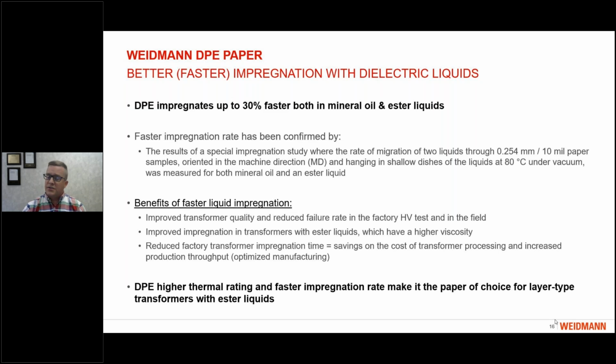So again, this is another opportunity to improve productivity and quality in the factory, and in particular for transformers like this that use ester liquids, which are more viscous and can take longer to impregnate, DPE is ultimately an excellent solution.